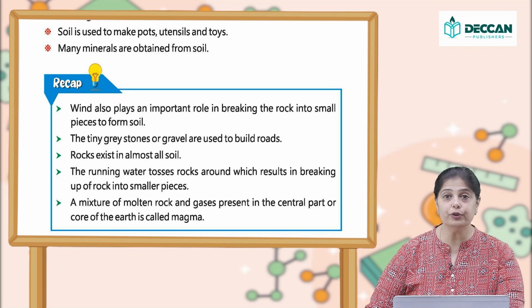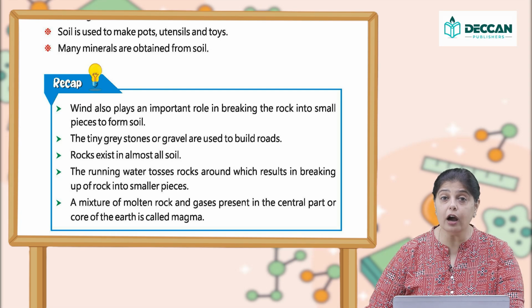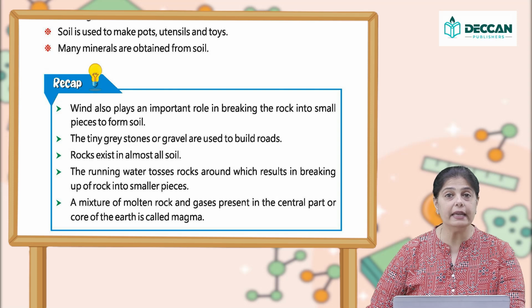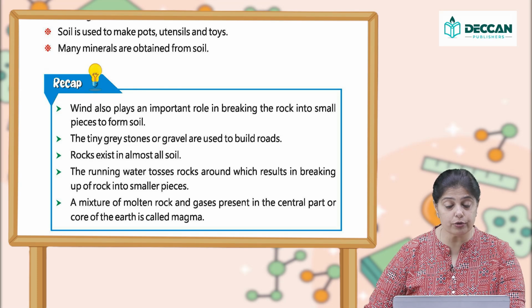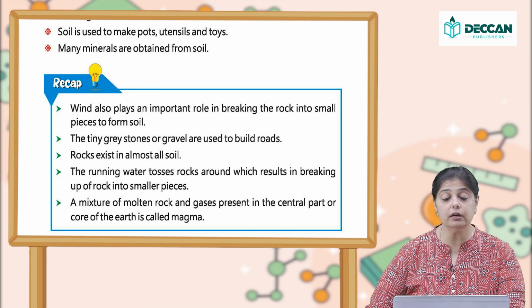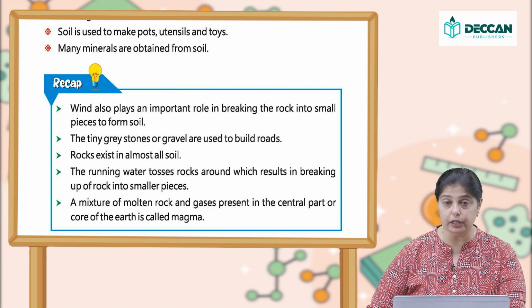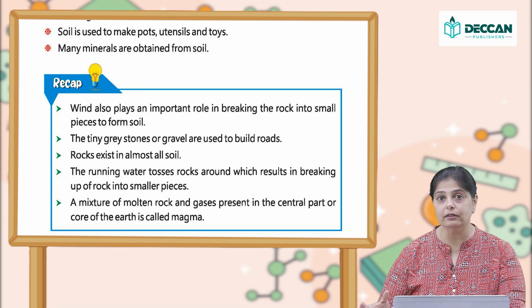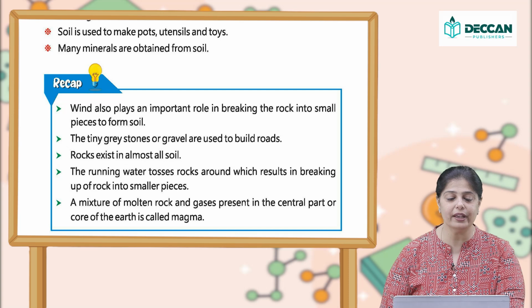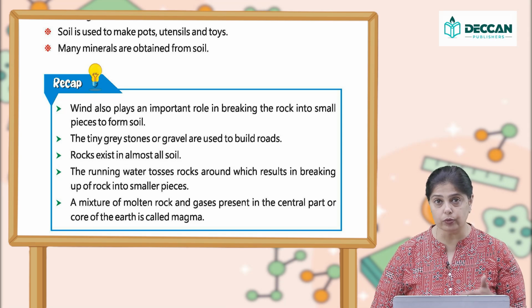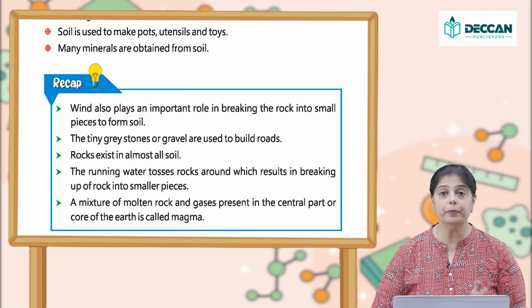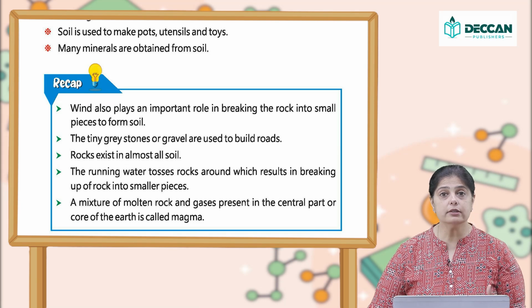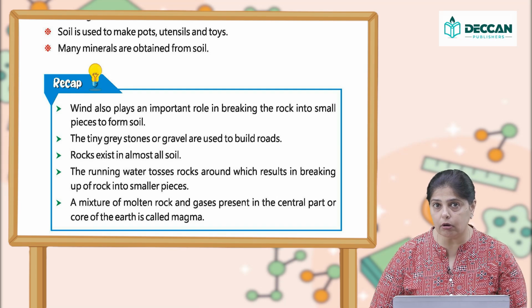So, I hope children you now know about the different types of soils and how they are formed. Let us do a quick recap. Wind also plays an important role in breaking rock into small pieces to form soil. Rocks and soil go hand in hand. Tiny grey stones, also known as gravel, are used to build roads. Rocks exist in almost all the soils.